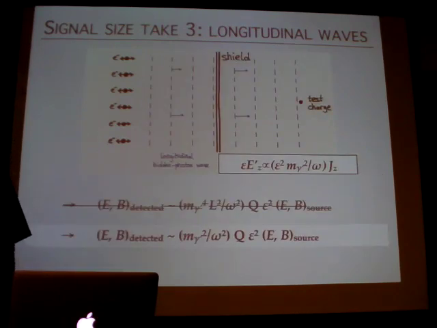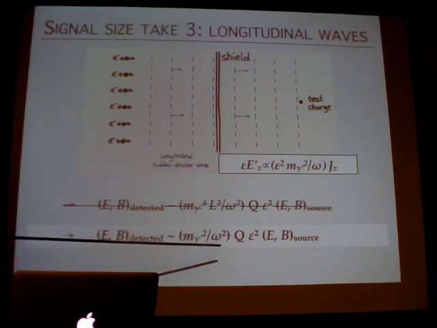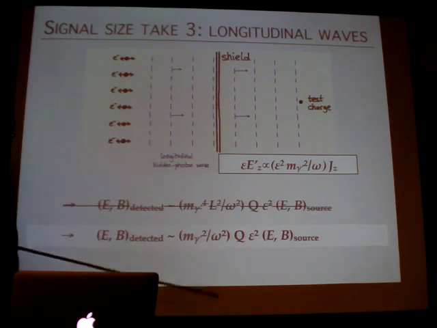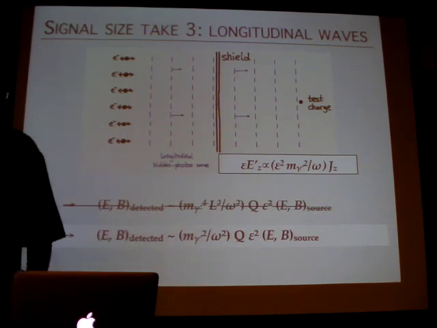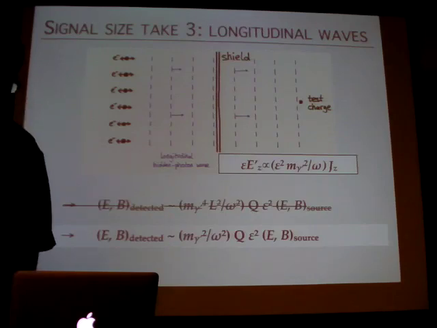So we would argue that if you can detect the longitudinal mode, there's no reason why you cannot, right? It's just a regular electromagnetic field that's propagating. Then the sensitivity will scale as m squared rather than m to the fourth.